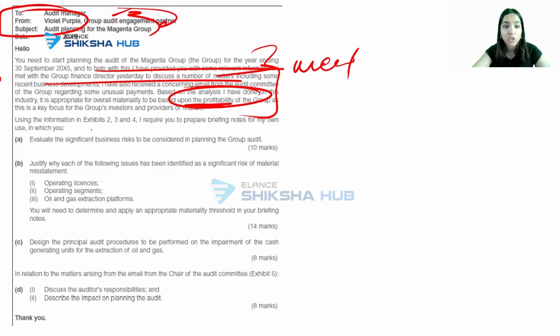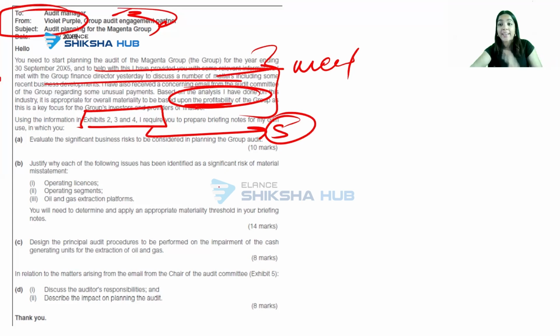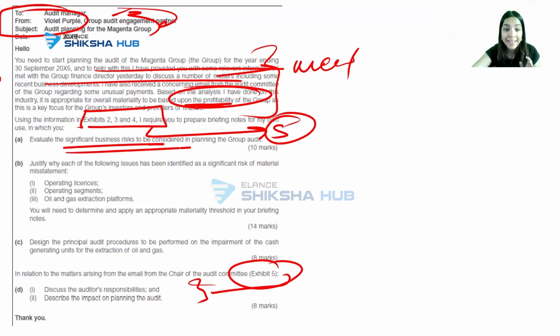Guys, pay attention. Using exhibits 2, 3 and 4. So if there is any fifth exhibit in the question, I don't have to use that for these requirements. Okay. Exhibit 5 will relate to something else. So make sure, am I using the correct exhibits while I am answering these requirements? Significant business risk, significant ROMM and principal audit procedures.